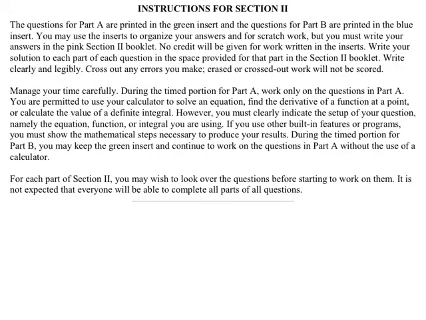Okay, these are the actual instructions that you will see at the top of your test, okay? So I would like for you to pause the video and actually read these instructions. Okay, when you're done reading, come back to me.